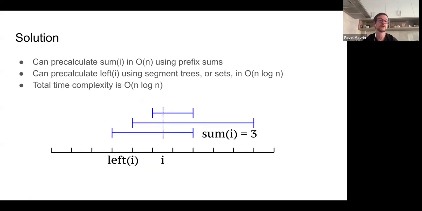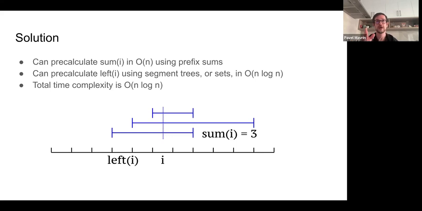There are multiple ways to do it actually. You can calculate sum of I using prefix sums, or you can do it using segment trees, or basically anything else. It's easy to calculate sum of I in linear time using prefix sums. Calculating left of I is also doable, I believe, in linear time, but it's much easier to do it in log n time. You can do it using segment trees, you can do it using sets.